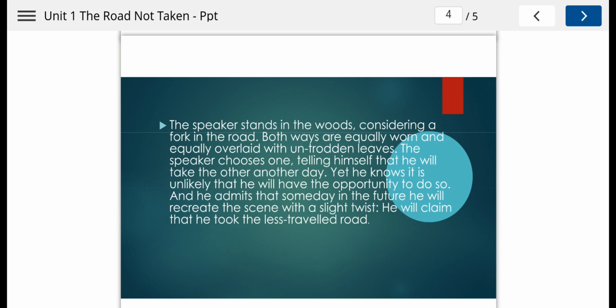The speaker stands in the woods, considering a fork in the road. Fork, if you have seen a fork at home also, you know it has many spikes from one central spike. Both ways are equally worn and equally overlaid with untrodden leaves. The speaker chooses one, telling himself that he will take the other another day. Yet he knows it is unlikely that he will have the opportunity to do so. And he admits that someday in the future he will recreate the scene with a slight twist. He will claim that he took the less traveled road.